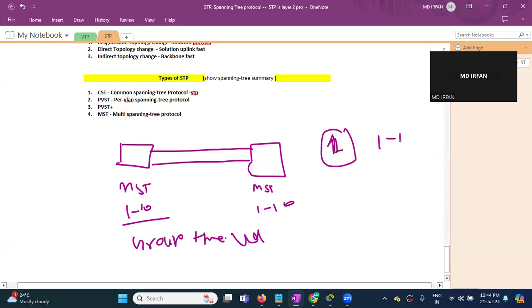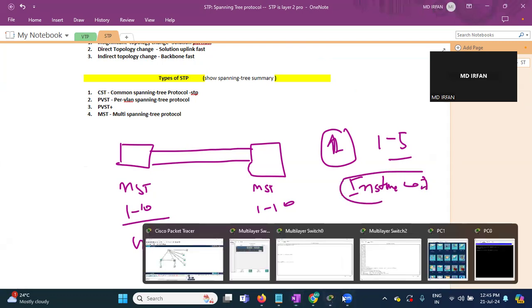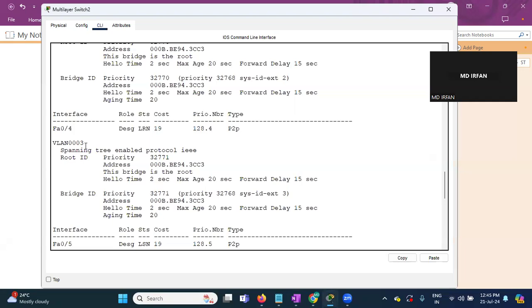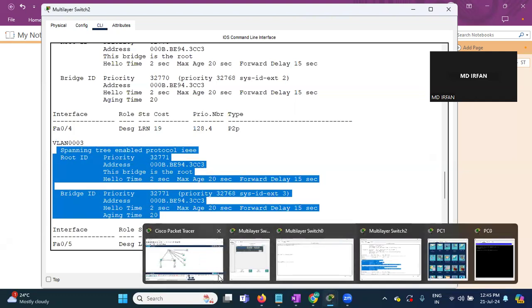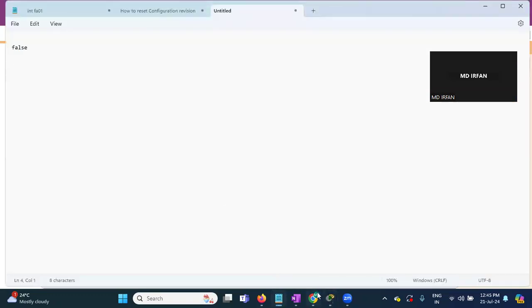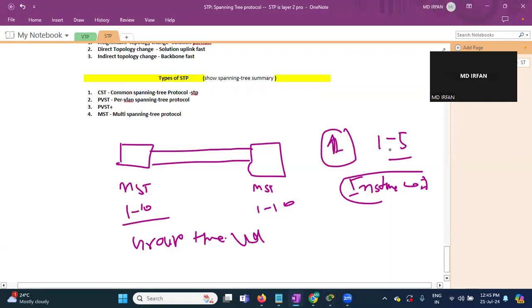For example, 1 to 5. We will keep instance number 1. Instance 1. So one instance, for example, here I'm showing it, VLAN ID. It will show instance 1 and having multiple VLANs. Okay. So how can you explain it? Like creating a single instance for a group of VLANs. Means MST is going to create a single instance for a group of VLANs, right? So these are the types of spanning tree.